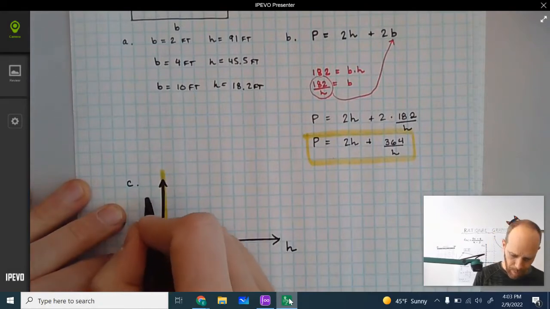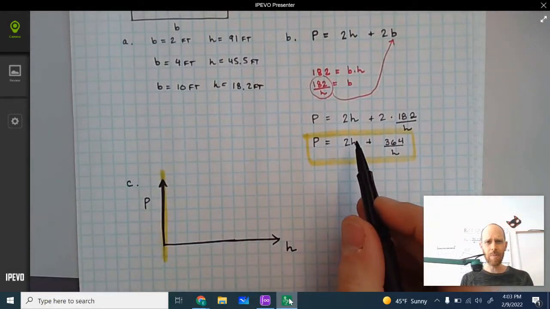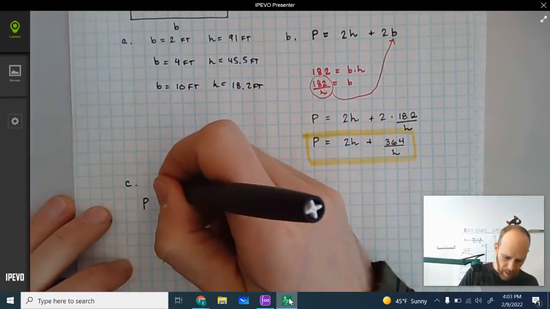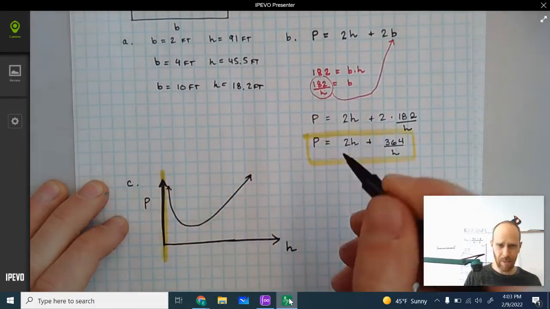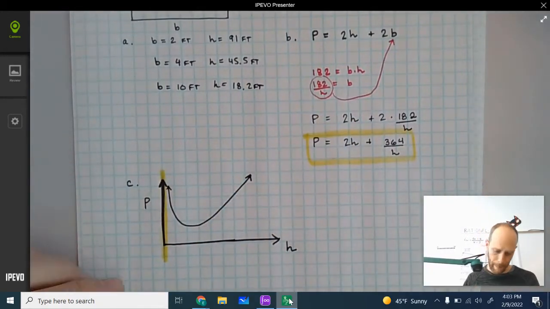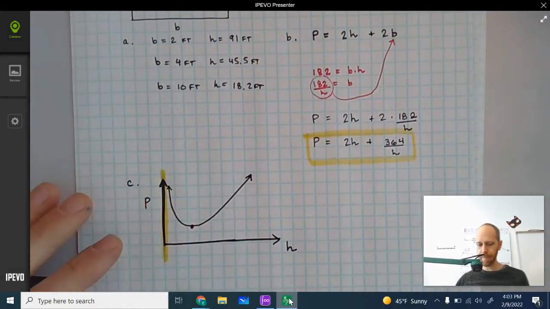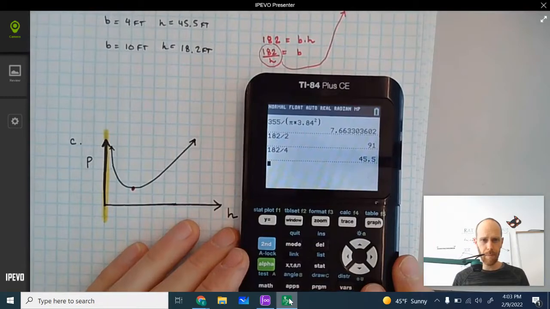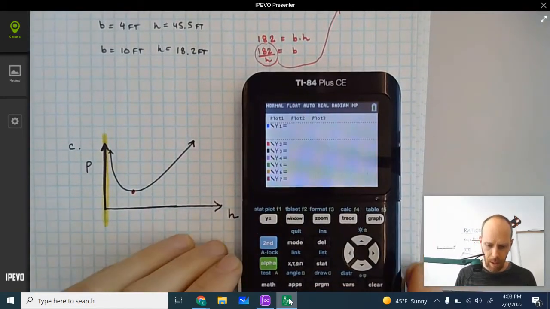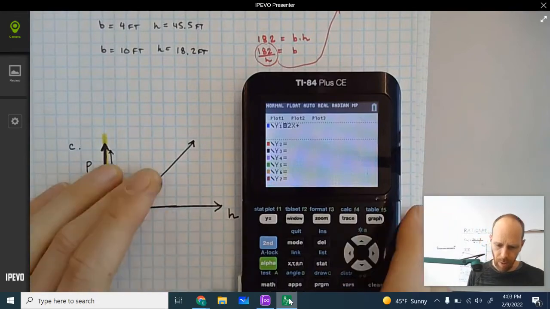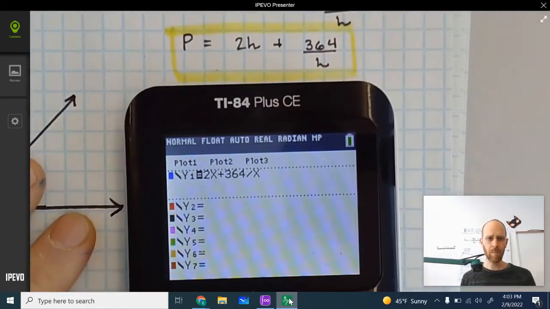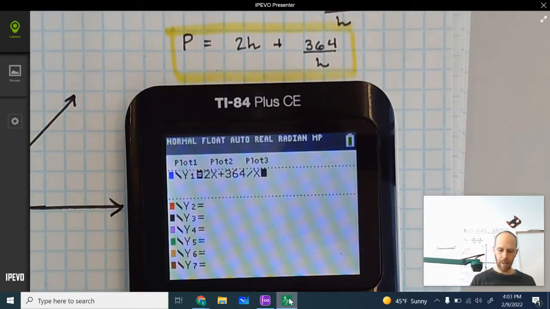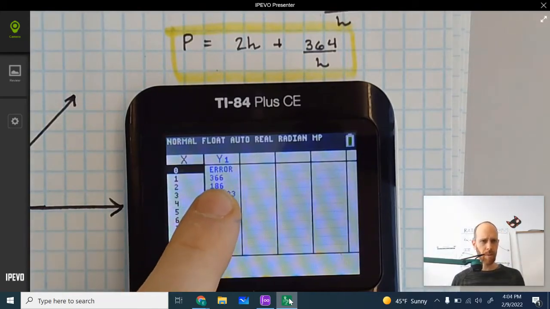And then if this is our perimeter, I can see that because there's this plus 2h on the end here, while it's going to hug the asymptote near 0, it's eventually going to turn around and head off to positive infinity because of that term. So we just need to figure out this point. Grab your calculator. In the calculator, let's put in 2x plus 364 divided by x. And then I'm going to go to the table and just look at some values.